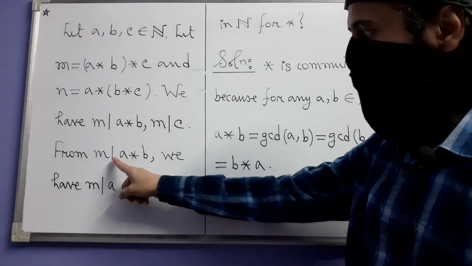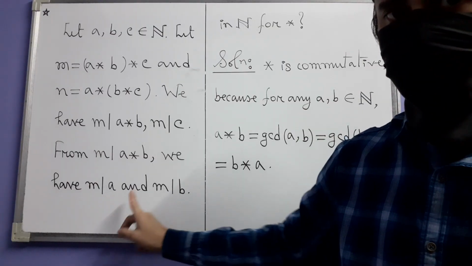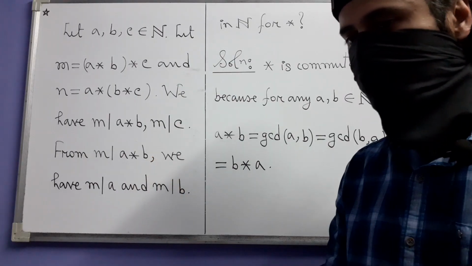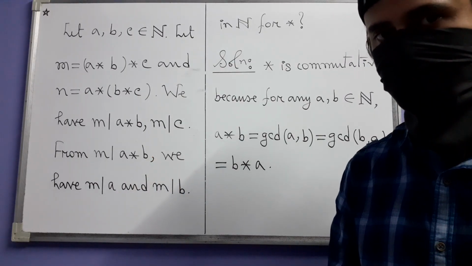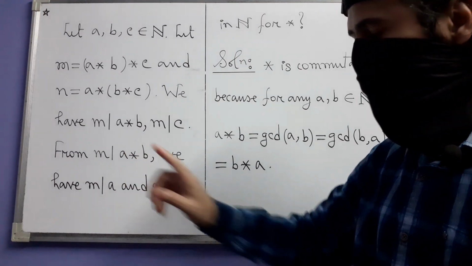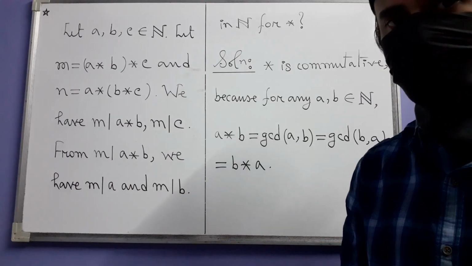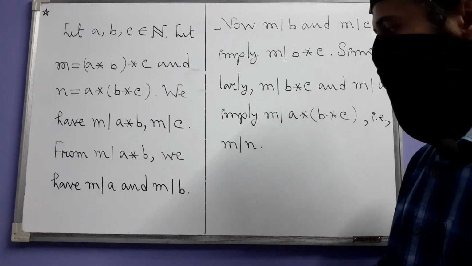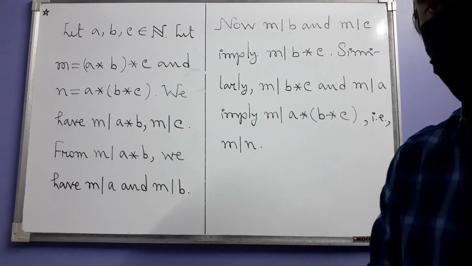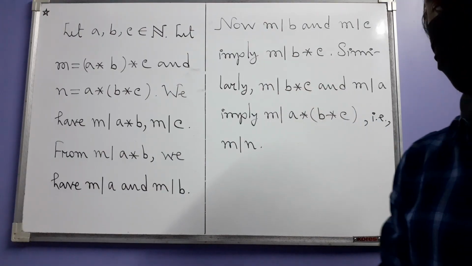Now from m dividing a star b, we next get these two things. m divides a and m divides b. Why? Because a star b is by definition the GCD of a and b, so it divides both a as well as b. And m divides this, so that's why m also needs to divide both a and b. Now we combine these two things, m dividing b and m dividing c. These two things imply that m divides b star c.